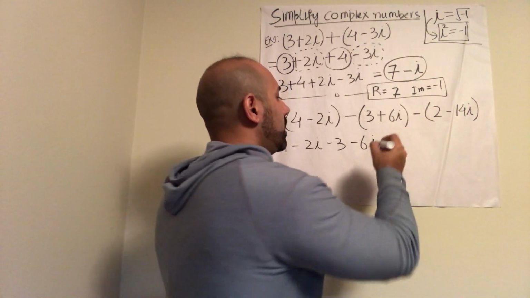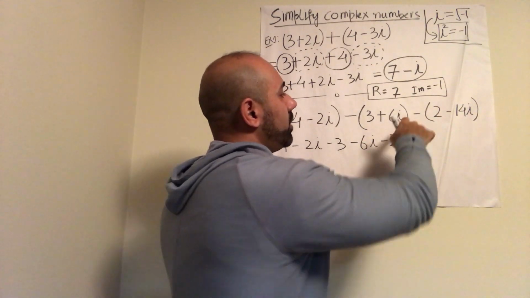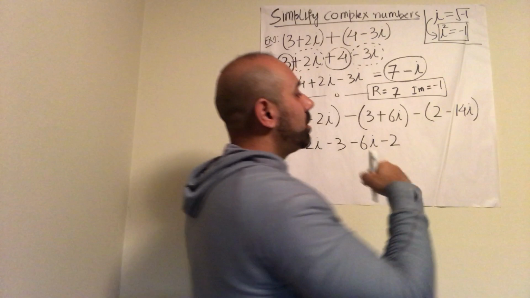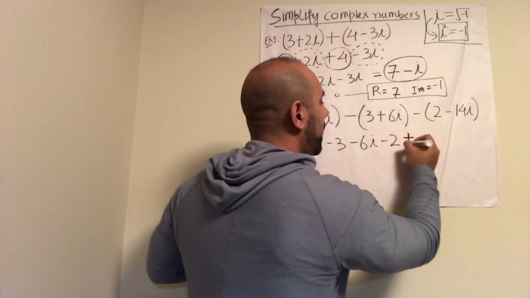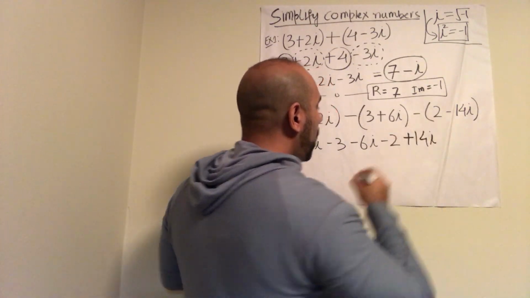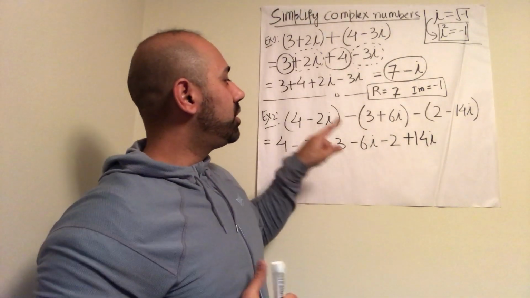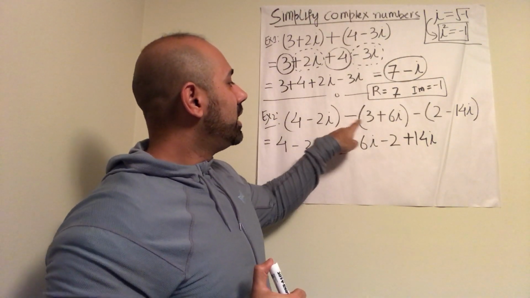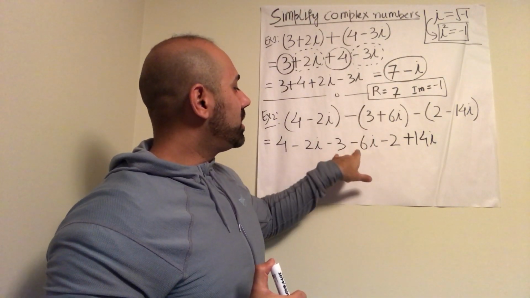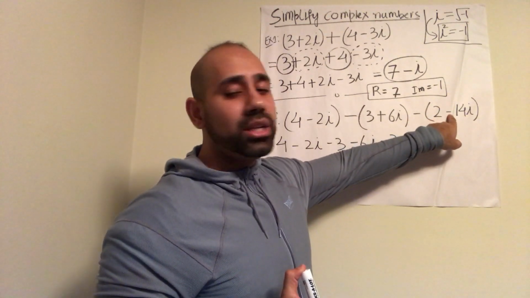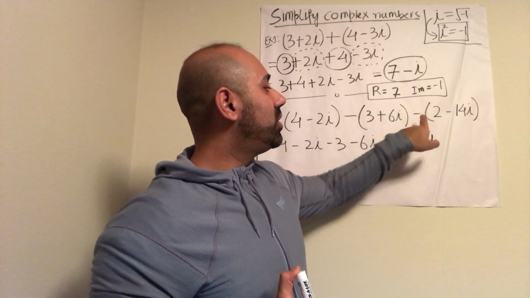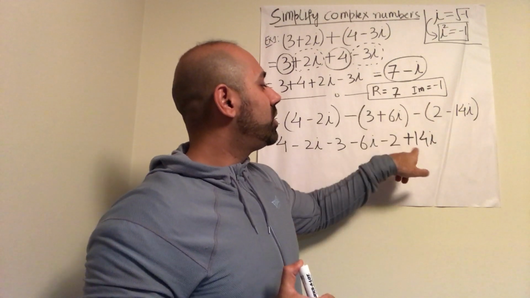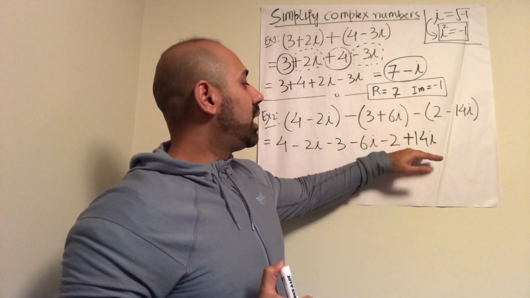So minus times 2 is -2. But then we also know that negative times negative is a positive. So it's going to be a positive 14i. I want you guys to be very careful when you distribute these negatives. Here both of them are positive, so both the signs are going to change. But here one of them is a negative quantity, so when you multiply a negative with a negative, you get a positive. So please be careful with that piece.